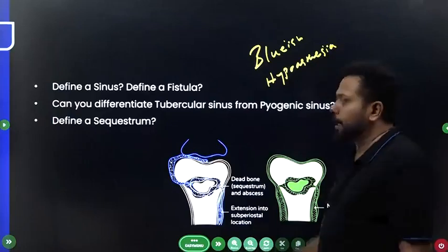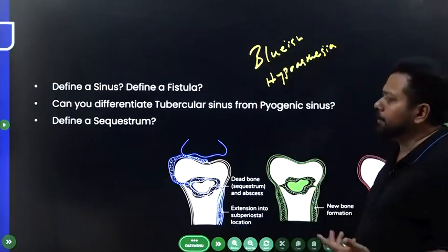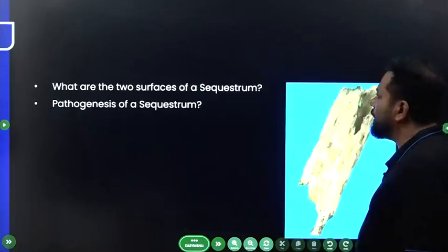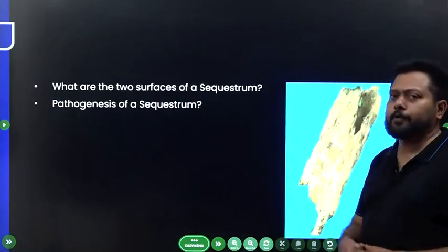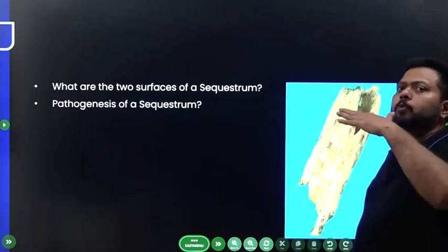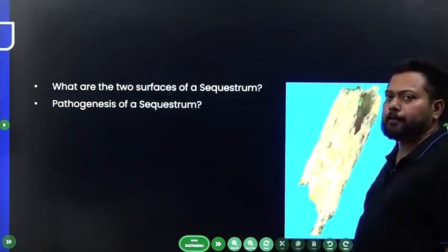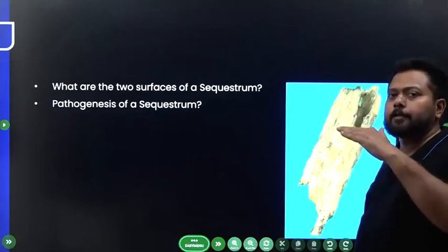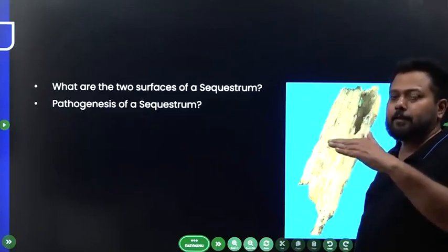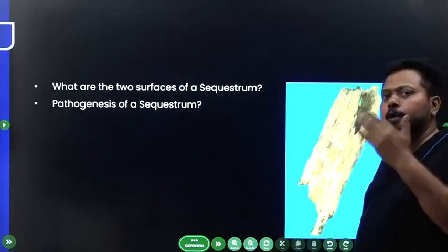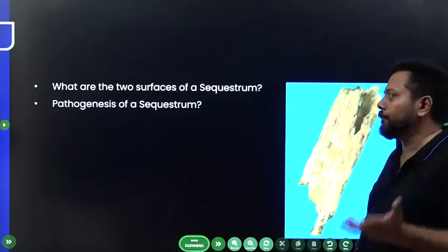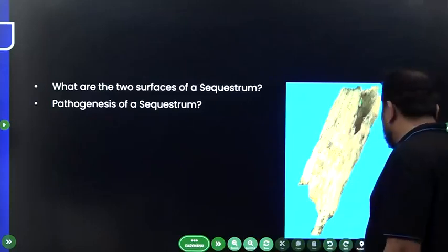Decreased sensation, hypoesthesia. What is a sequestrum? A dead bone is called a sequestrum. Sequestrum has 2 surfaces: outer smooth surface, inner rough surface. The outer surface is smooth because it is in communication with the pus. The inner surface is in touch with the granulation tissue, so it is rough. So these are the 2 things.